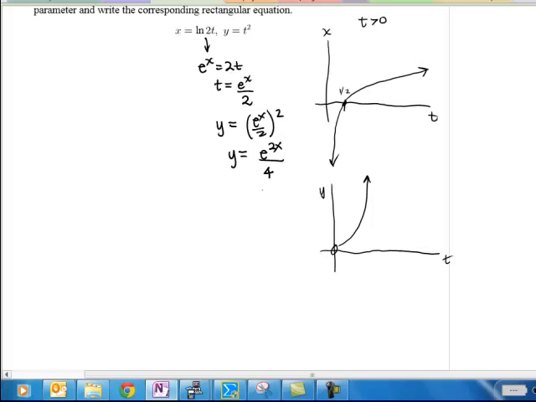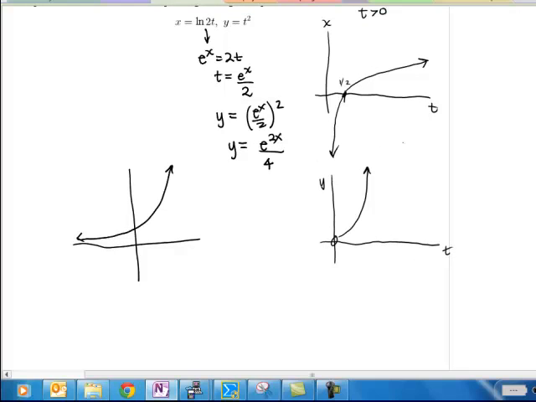So we're expecting an exponential graph cut by a factor of 4. So we're expecting roughly a graph that has this shape. So let's see if we get that on our calculator.